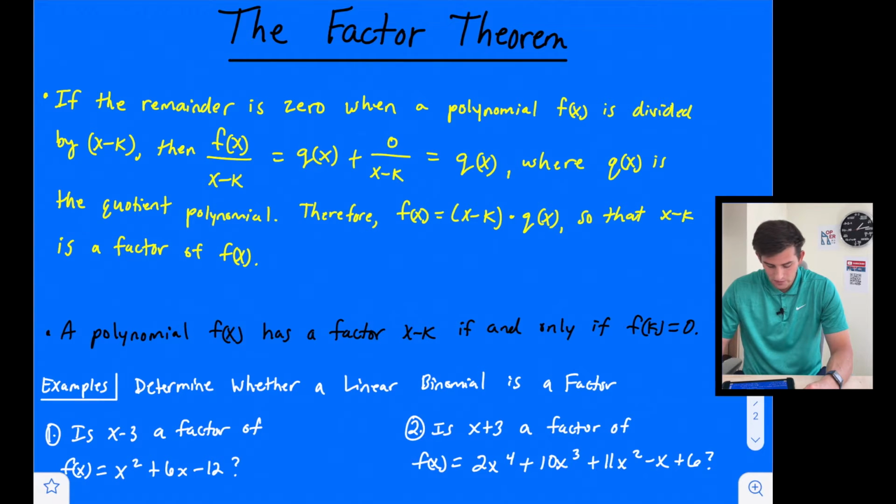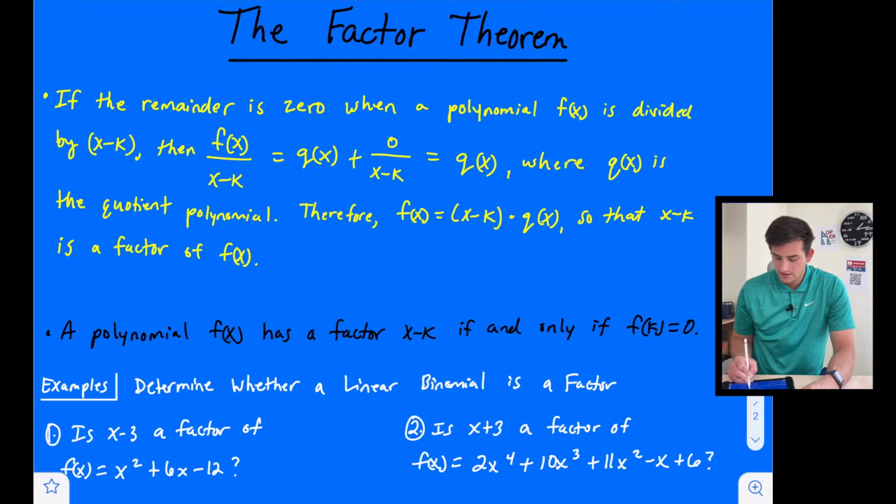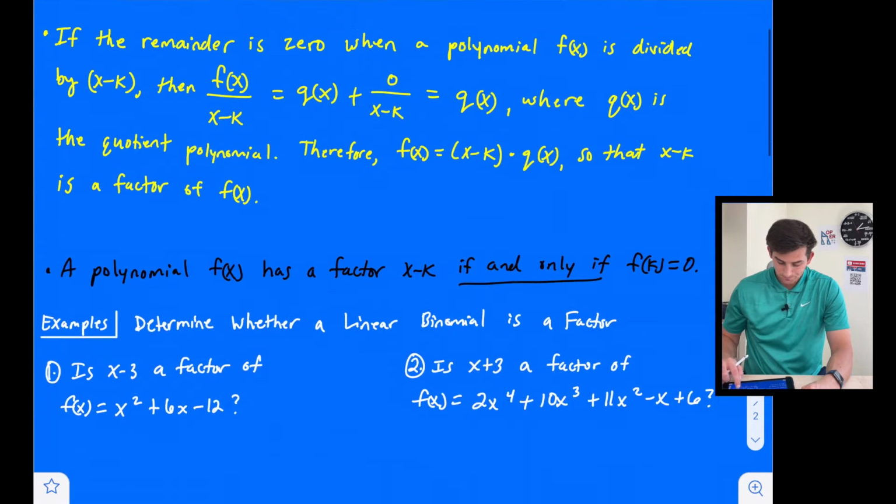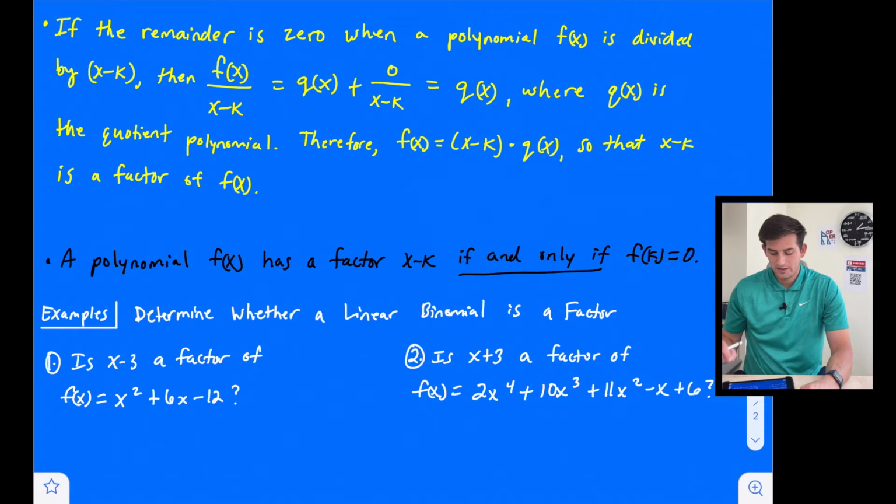So what does that mean? Well, in black it says a polynomial f of x has a factor x minus k if and only if f of k is equal to 0. So when we're looking at the examples, our first couple examples say, determine whether a linear binomial is a factor. So a linear binomial, that's going to be like x minus 2 or x plus 3, something like that. And how are we going to be able to do that? Well, there's a couple of different ways.